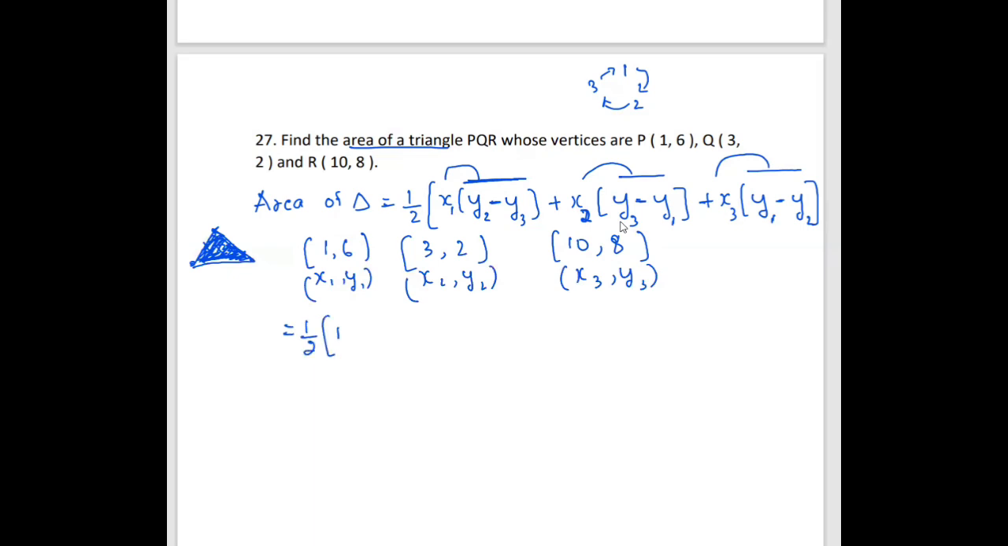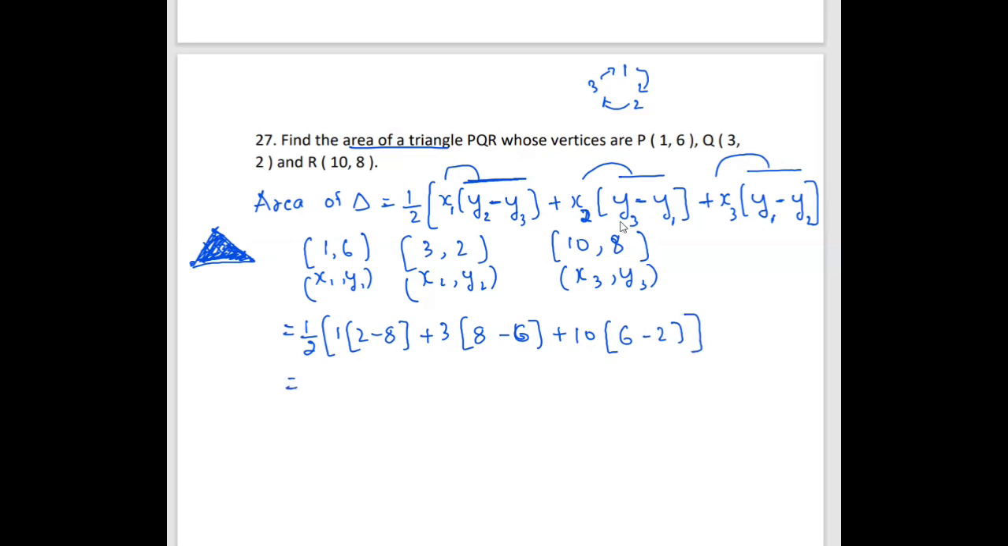x1 into bracket open y2 minus y3, which is 8, close, again plus x2, which is 3, into y3, which is 8, minus y1, which is 6. Be very careful, write like this in the exam. Be very calm and composed when you solve this problem. Don't do it in a hurry. x3 is 10, y1 is 6, y2 is 2.